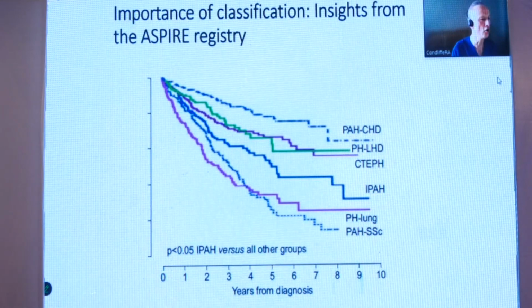And the form of pulmonary hypertension impacts not only on your treatment, but also on your survival. You can see here data from our centre showing that, for example, if you've got PAH related to congenital heart disease, you have a much better survival than pulmonary hypertension related to systemic sclerosis.